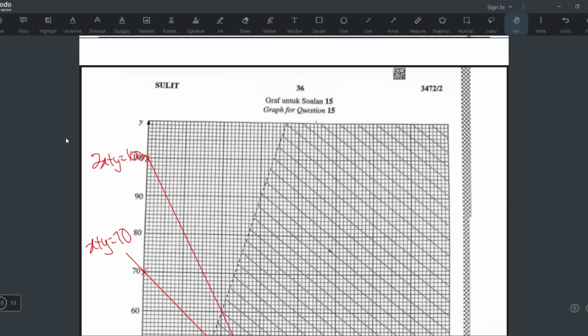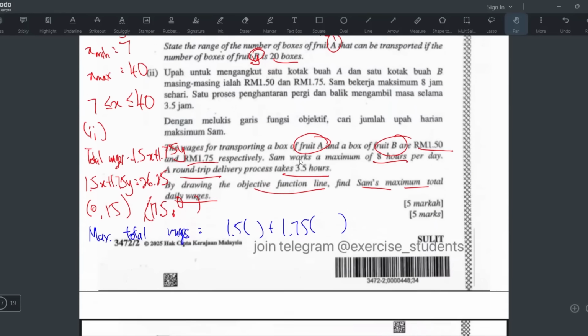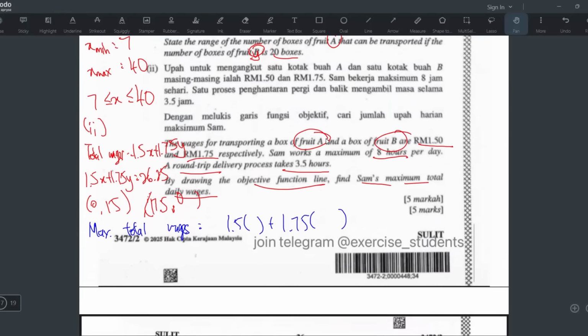Then what about the 8 hours and 3.5 hours? I think that's useless. You know why? Because that is the time taken, and the question asks for maximum total wages. So I don't think this is useful. I think they just put it there to confuse you. But they did mention that it's a round trip delivery. Let's read the Malay version: Sam works a maximum of 8 hours, the round trip delivery process takes time.